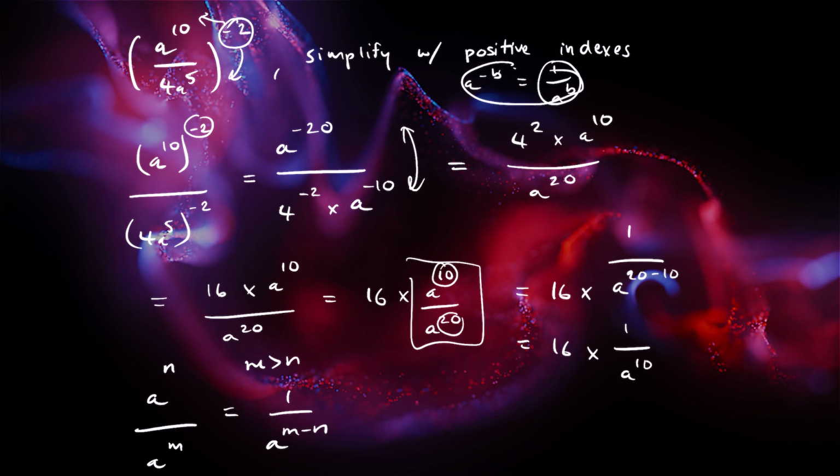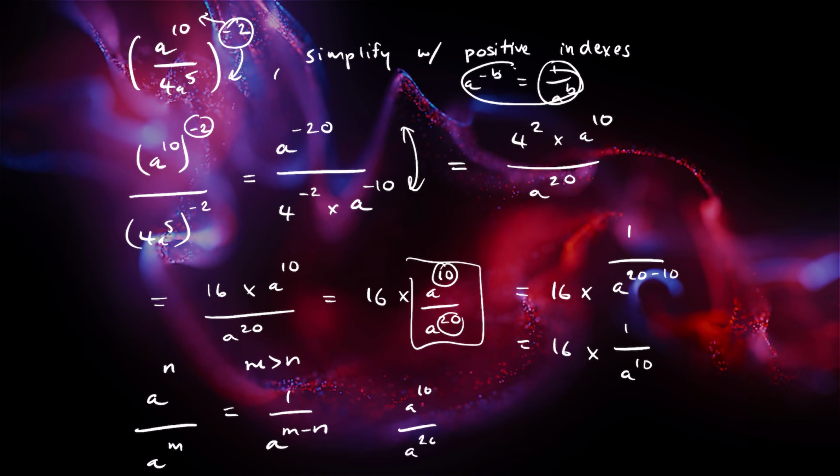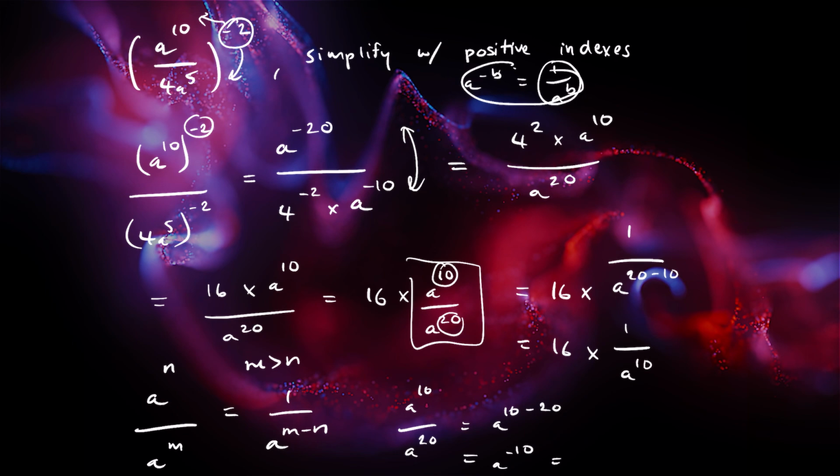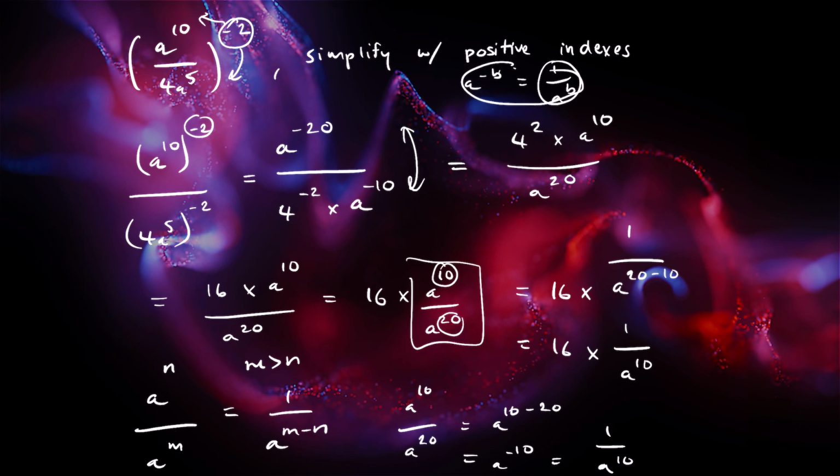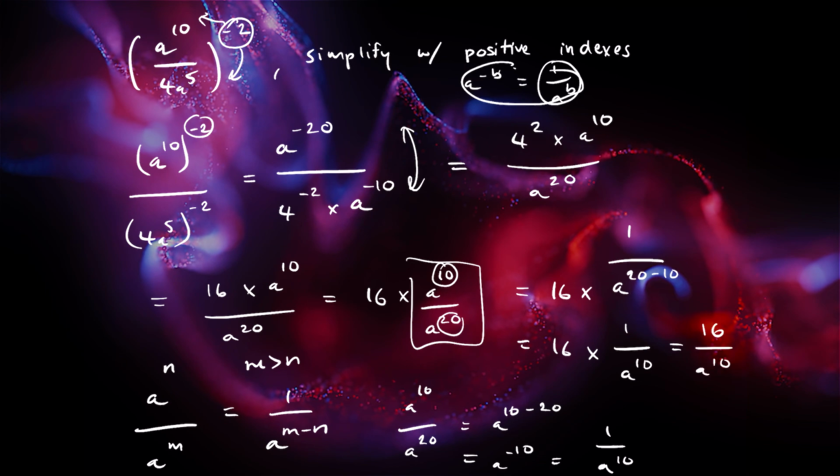Now, if that doesn't make too much sense to you, I can just bring the powers up, but that'll give me a negative index. For example, if I still had a to the 10 over a to the 20, and I just do a to the power of 10 minus 20, this gives me a to the power of negative 10, which I then need to apply the positive exponent rule to, which gives me 1 over a to the 10, which is the exact same thing. So this gives me 16 over a to the 10. I can't go any simpler than that, so this is our final answer.